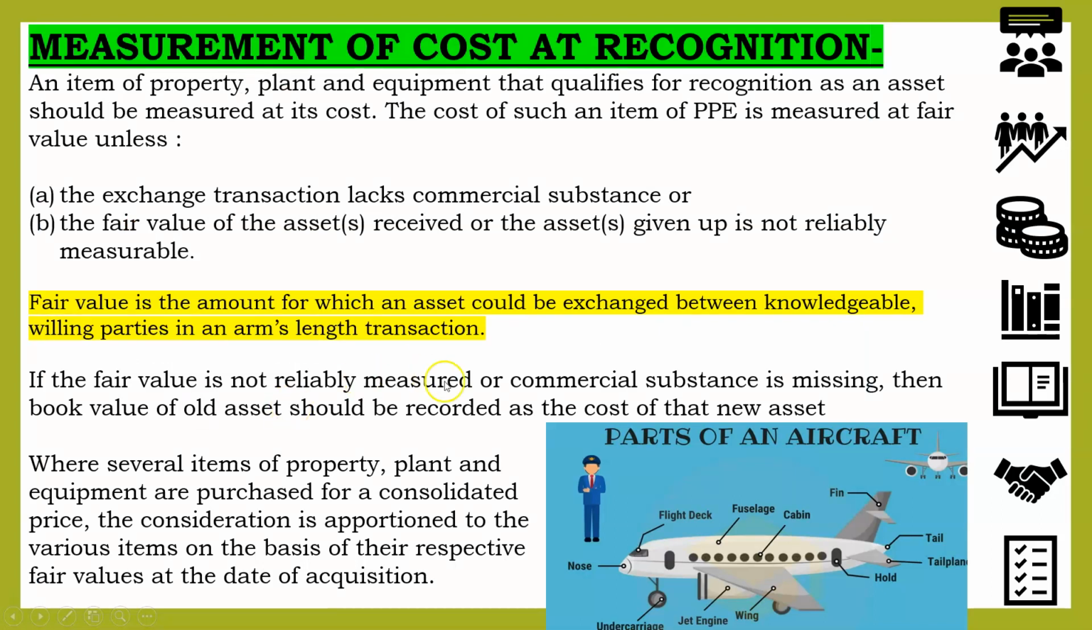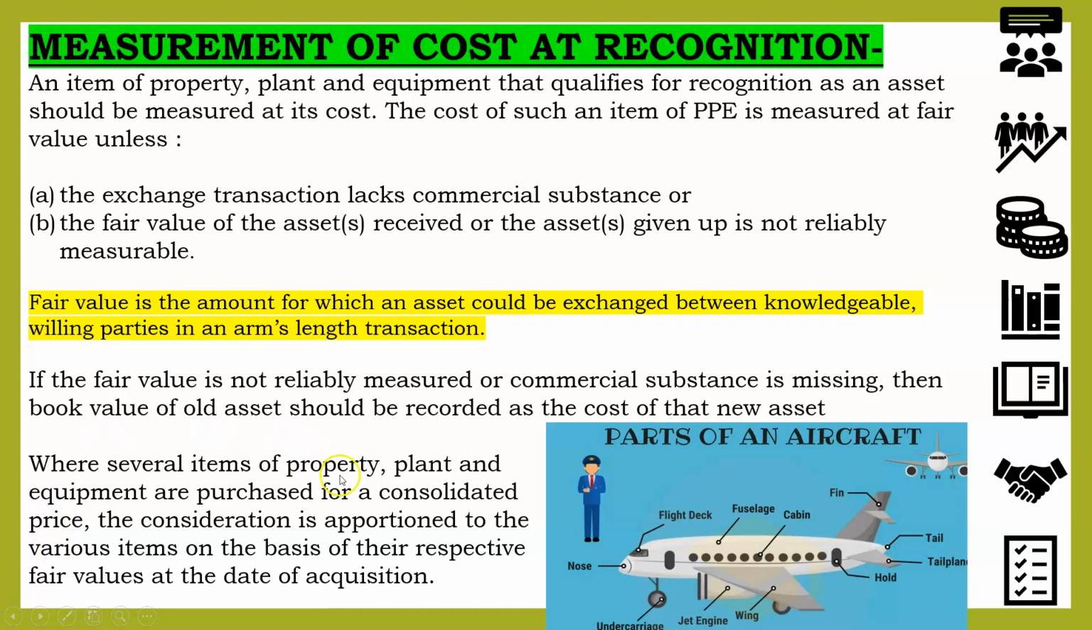Now, when the fair value of the asset cannot be reliably measured or the commercial substance is missing, then we said that the book value of the old asset should be recorded as the cost of the new asset. Here we meant that when you are purchasing a new asset but you are exchanging it with an old item in your books of accounts, at that time we say that the commercial substance is lacking in the transaction. So when an old asset is exchanged for the new asset, we will record the new asset with the book value of the old asset and not with the purchase price, because the new asset was not being purchased, it was exchanged with the old asset.